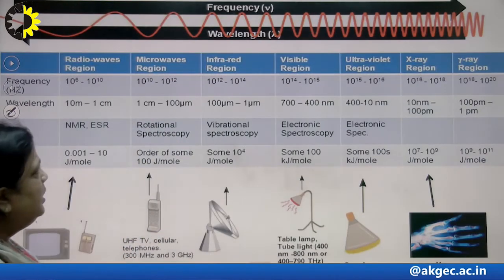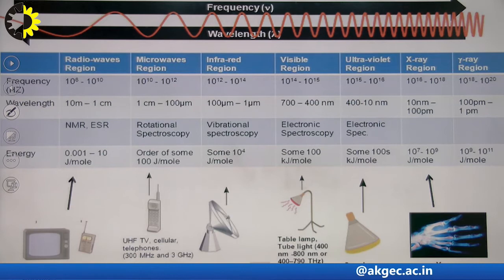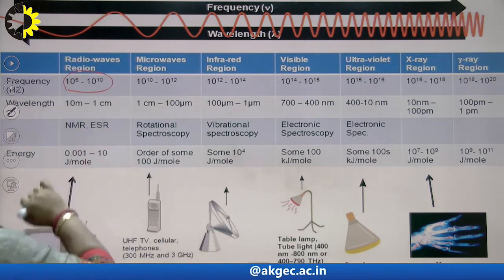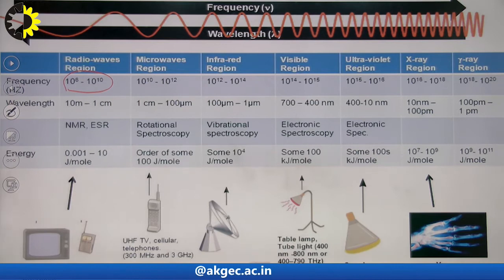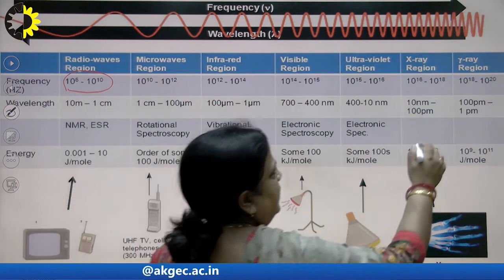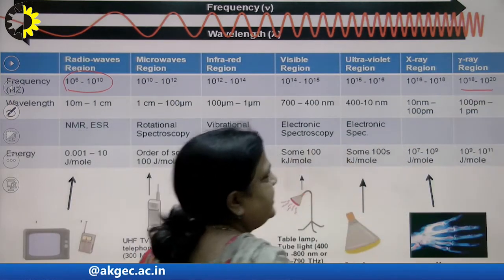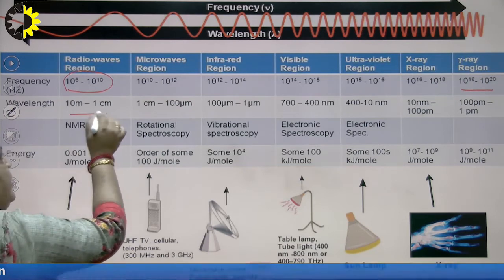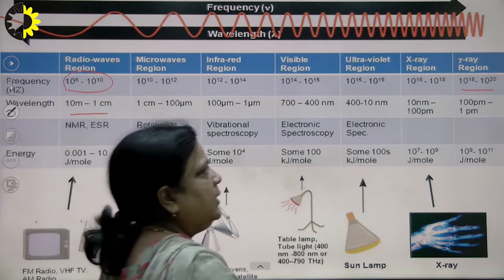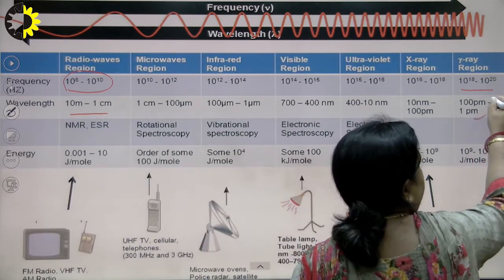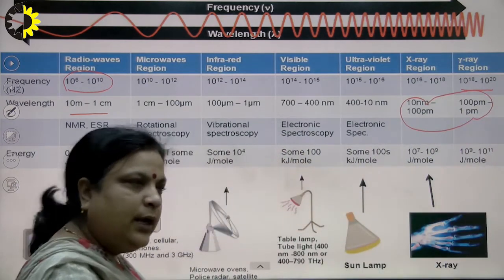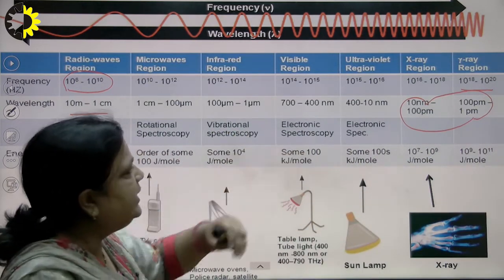Now, this is the comparative chart. Radio waves have frequency in the order of 10 to the power 6 to 10 to the power 10, while X-rays have 10 to the power 18 to 20. So, it increases. Wavelength is about 10 meter to 1 centimeter for radio waves, and for X-rays and gamma rays it is about nanometer or picometer. It means the wavelength decreases.